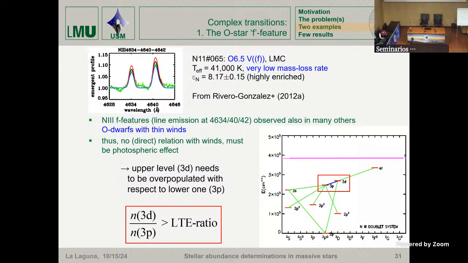So just to show you, here I have a very simplified Grotrian diagram for nitrogen 3. And this is the transition between 3D and 3P. To get such an emission, when you know about radiative transfer and so on, you find immediately the conclusion that the ratio of the occupation numbers of the upper level to the lower level of this transition must be much larger than the LTE ratio. At the LTE ratio you would have absorption, but when it's larger, you get this kind of emission. So how to get this upper level more populated than the lower level?